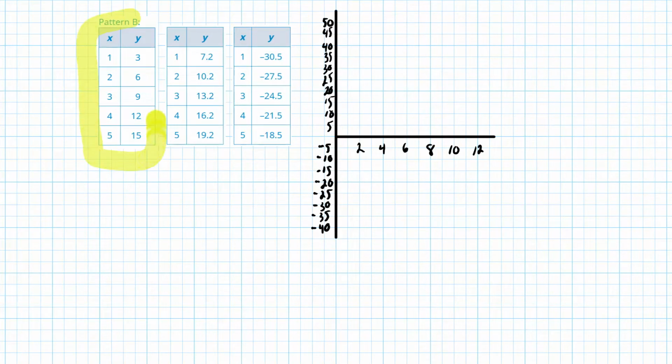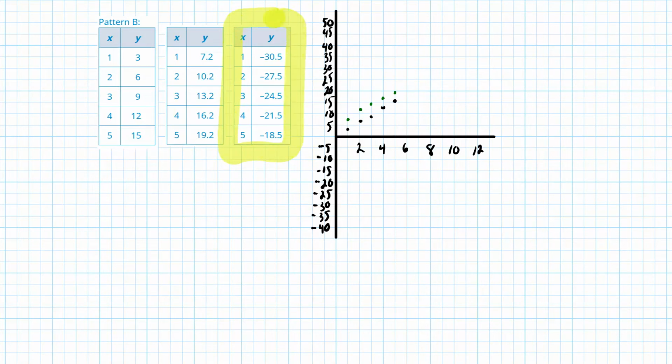Okay, looking at the first set of data for pattern B, we've got over 1 and up 3, over 2 and up 6, over 3 and up to 9, over 4 and up 12, and over 5 and up to 15. Now on to the second set of data. We're over 1 and up 7.2, over 2 and up 10.2, over 3 and up 13.2, over 4 and up 16.2, over 5 and up to 19.2.